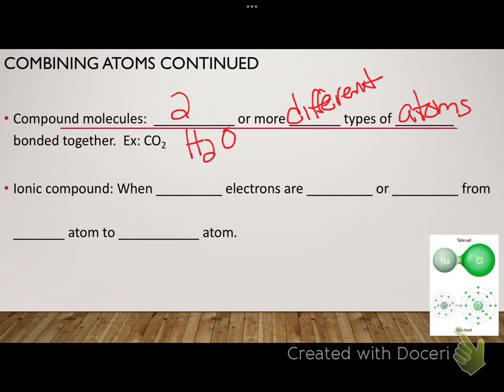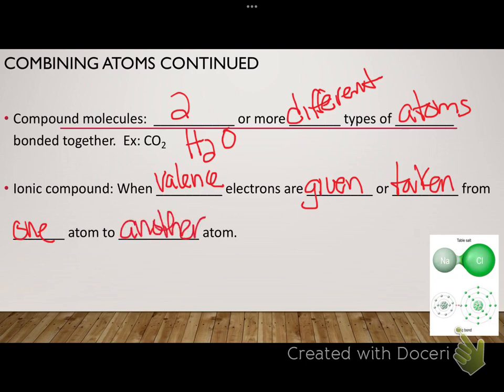And then when compound molecules form, they can either be an ionic compound or a covalent compound. We're going to talk more about this in depth later, but just to give you a brief summary: ionic compounds are when the valence electrons, remember, the electrons in the outer shell, the last ring around the nucleus, are given or taken from one atom to another.